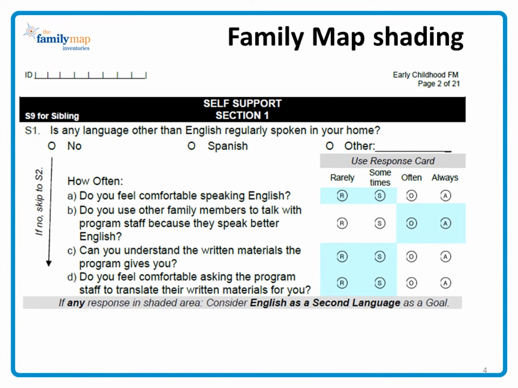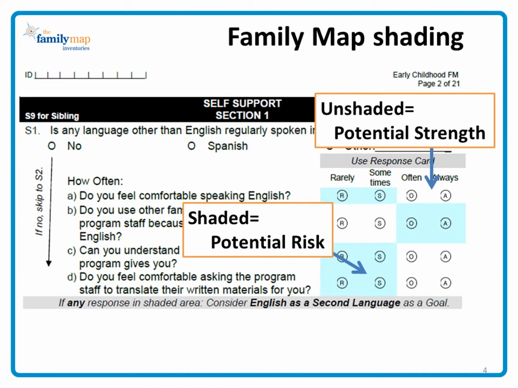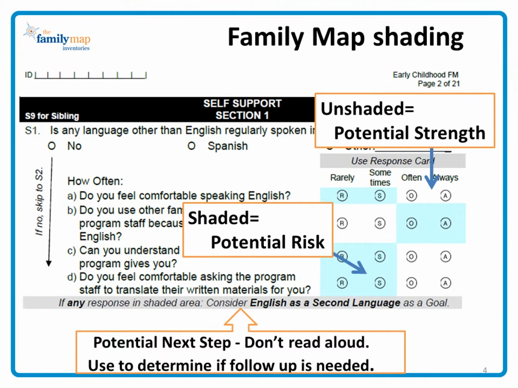One of the key points to using the Family Map is reading it correctly. We know that an answer in the shaded area means there might be a risk, and answers in the unshaded area means there might be a strength. But how do you really know? The key is reading the gray box beneath the question set. This helps guide us to know when the answers in the shaded area are a concern and that we might want to have more conversation with the caregiver on a certain topic or not.